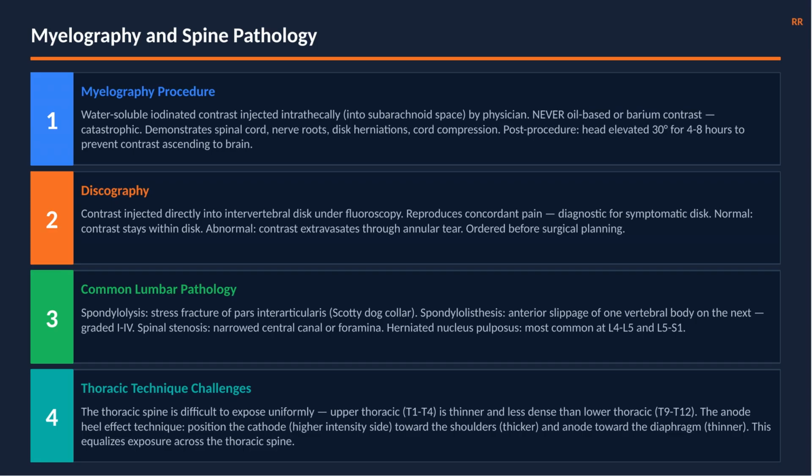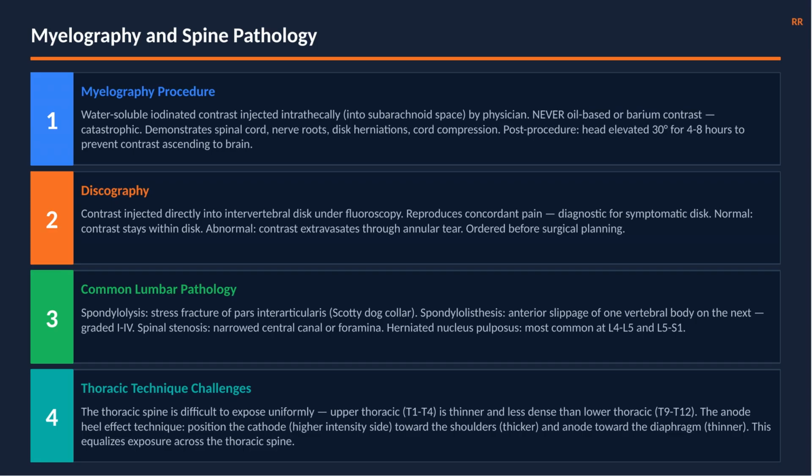Common lumbar pathology. Spondylolysis, stress fracture of the pars, Scotty dog collar. Spondylolisthesis, anterior slippage of one vertebral body on the next, graded I through 4. Most common levels, L4, L5, and L5, S1.